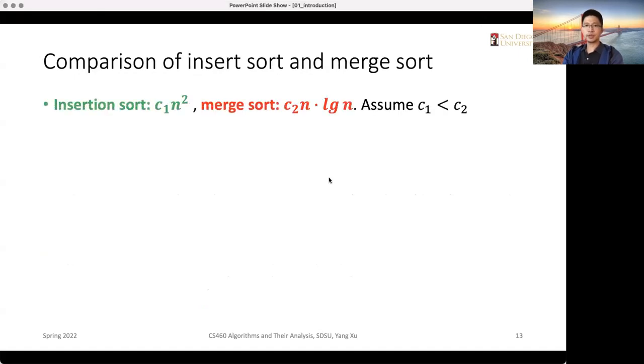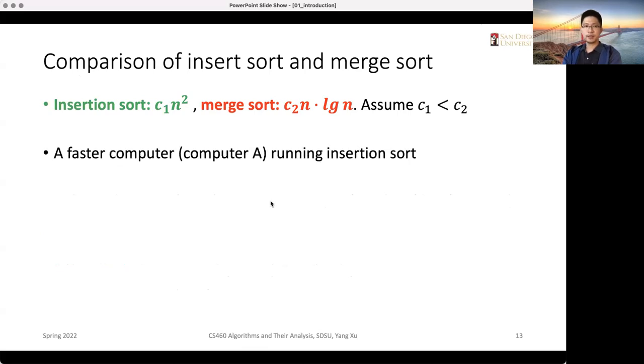Okay, let's compare how fast these two algorithms run, and assume that C1 is smaller than C2, which means the insertion sort is already at an advantage, right? And also, we use a faster computer to run the insertion sort. We assume that we run the insertion sort on a faster computer, which means more instructions can be executed within 1 second, right?